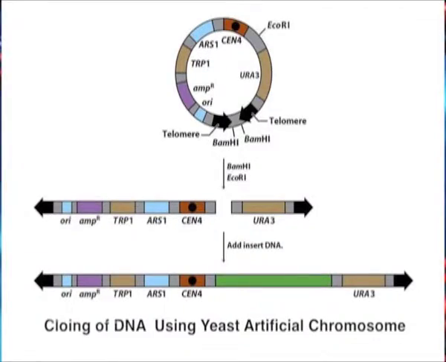YAC vectors contain all the elements needed to maintain a eukaryotic chromosome in the yeast nucleus: a yeast origin of replication, 2 selectable markers and specialized sequences derived from the telomeres and centromeres, regions of the chromosome needed for stability and proper segregation of the chromosome at cell division.